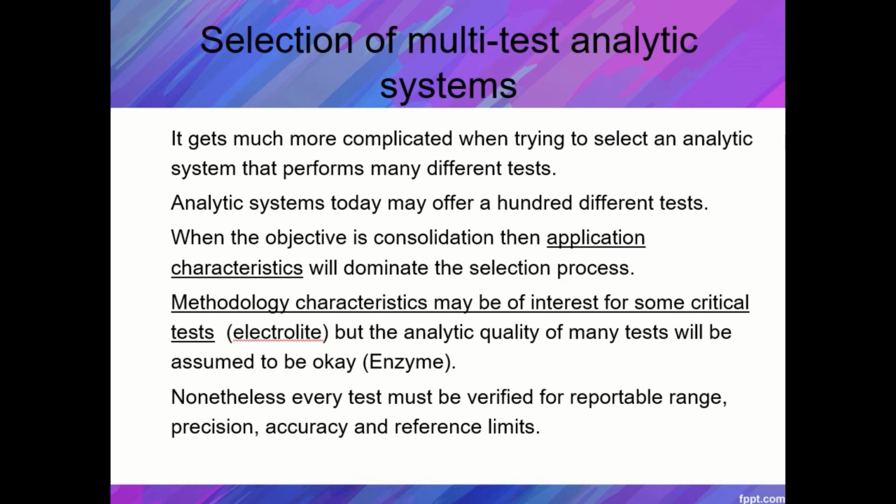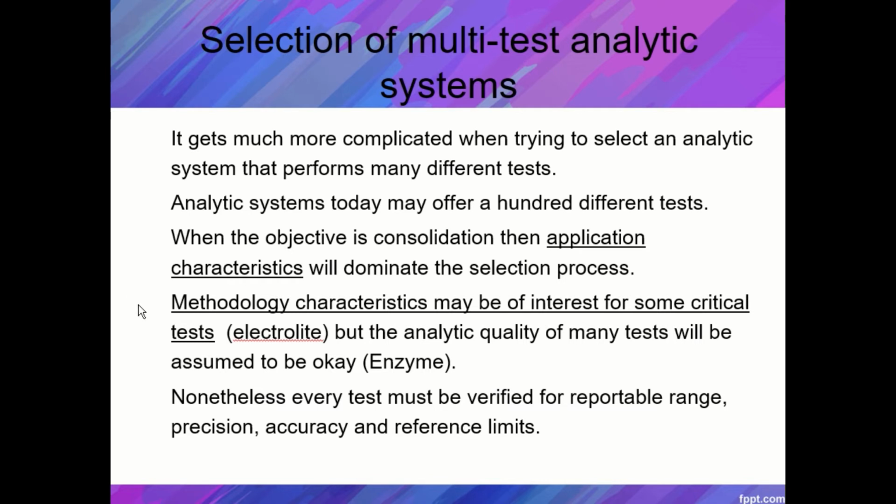The one that I have just shown to you is just the procedure if you want to select the method candidate for one test only. What if you have to select multiple tests in one analytical system? It will get more complicated when trying to select an analytical system that performs many different tests. Analytical systems today may offer hundreds of different tests. When the objective is consolidation, then application characteristics will dominate the selection process.